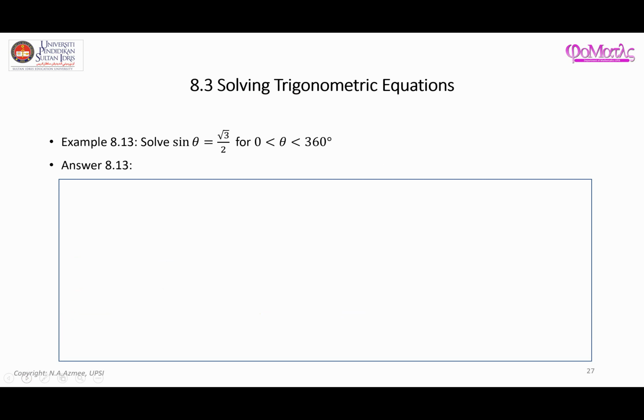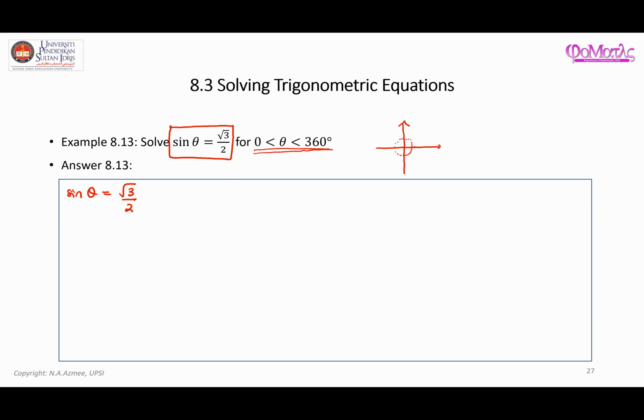Okay, let's look at the first question. This is a simple question of having a simple equation where sine theta is equal to root 3 over 2. Now the first part is we need to identify the range of the angle. So we can see that the range of the angle is between 0 until 360 degrees. So it completes one circle here.